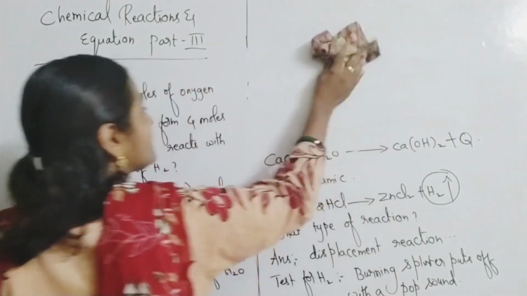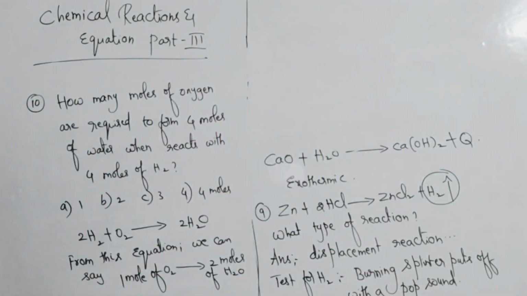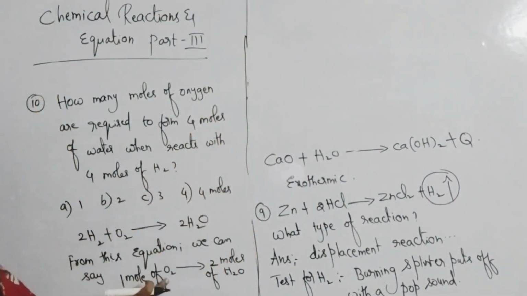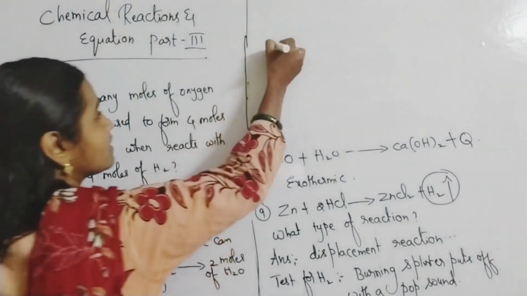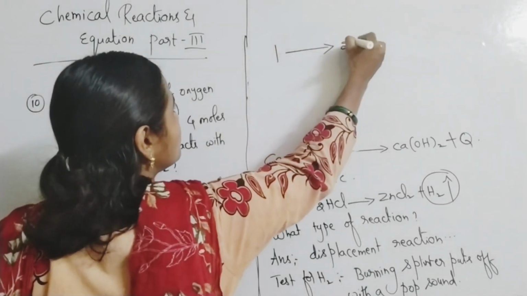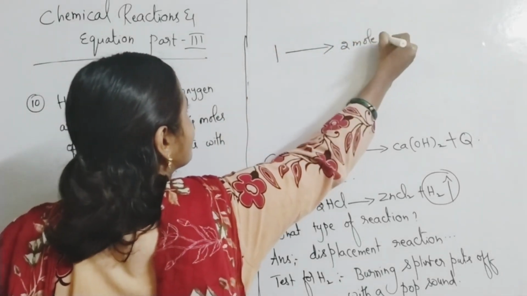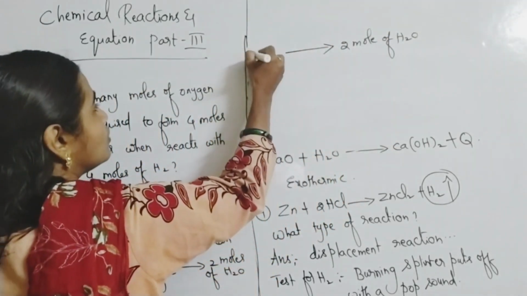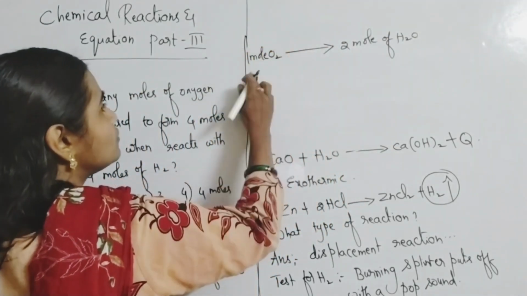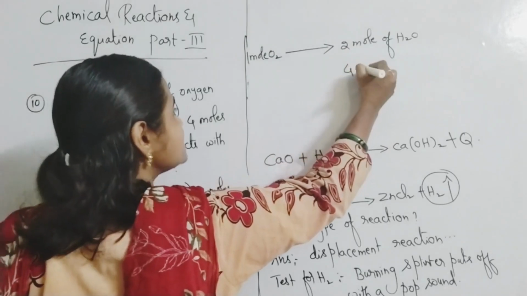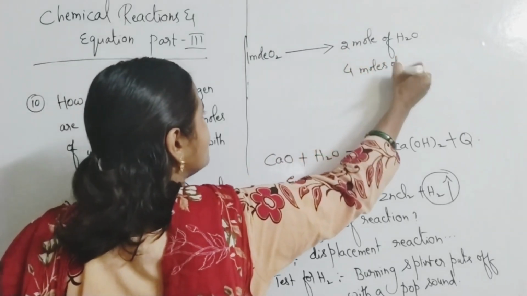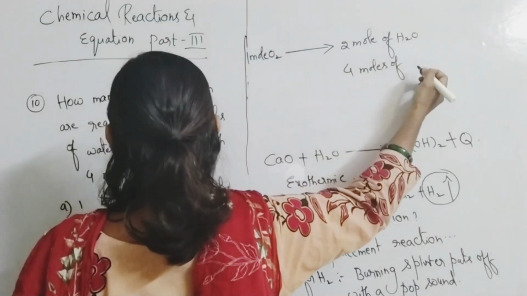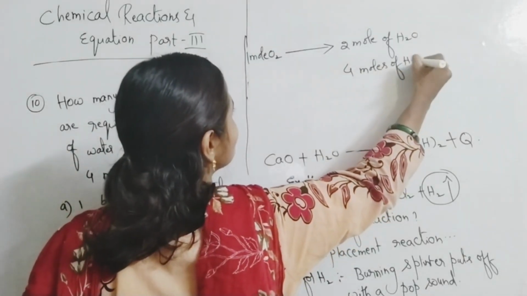Once check, you need to apply the rule of 3. From this equation, what information did you get? 1 mole of O2 is giving 2 moles of water. 4 moles of water you want.